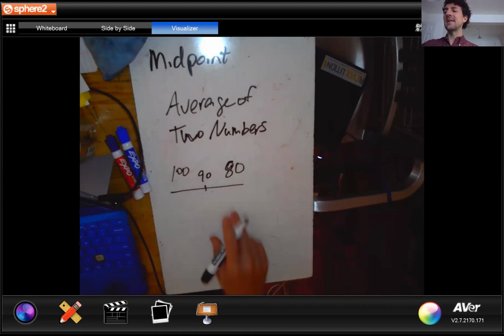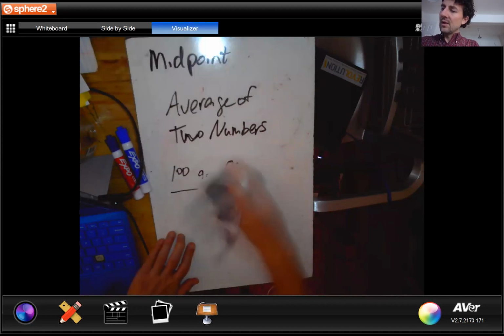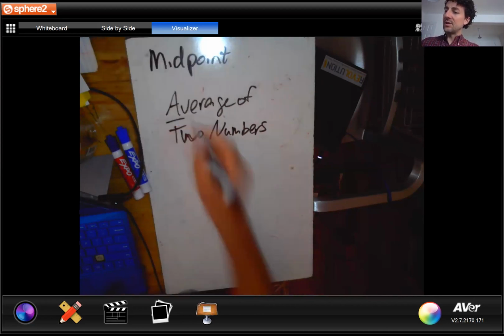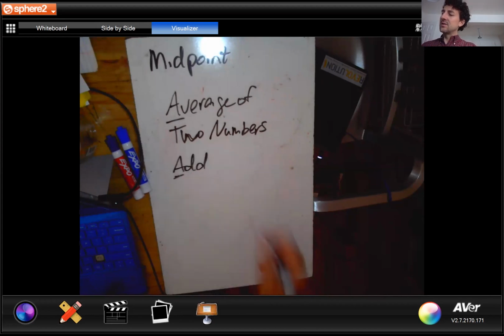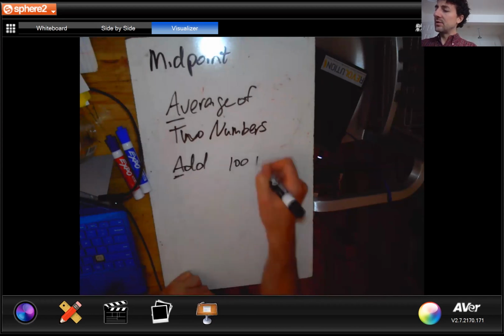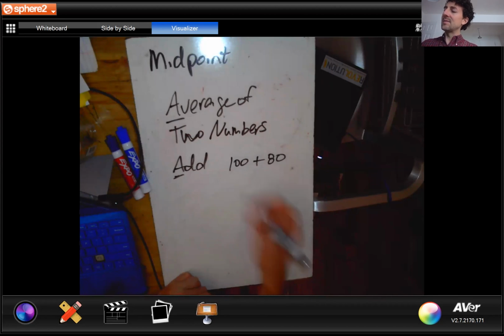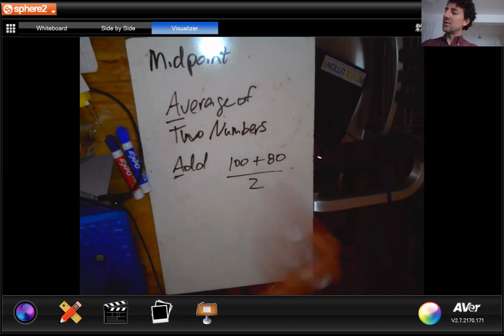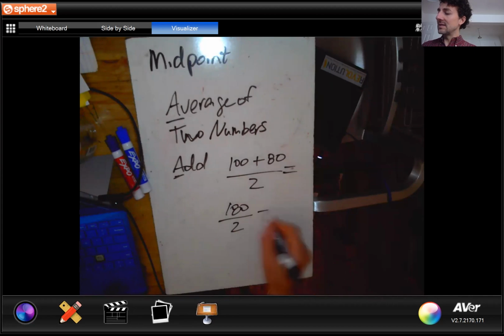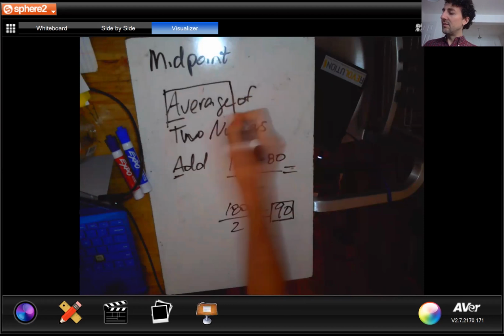So the math to find the average of two numbers, to find the middle number, is to do the following. When I think average, I should think add. So I'm going to add those two numbers, 100 plus 80. And then I'm going to take that answer and divide it by 2 because there were two items that I'm taking the average of. So the math there is 100 plus 80 is 180, divided by 2. Then 180 divided by 2 is 90, giving me the average of 90.